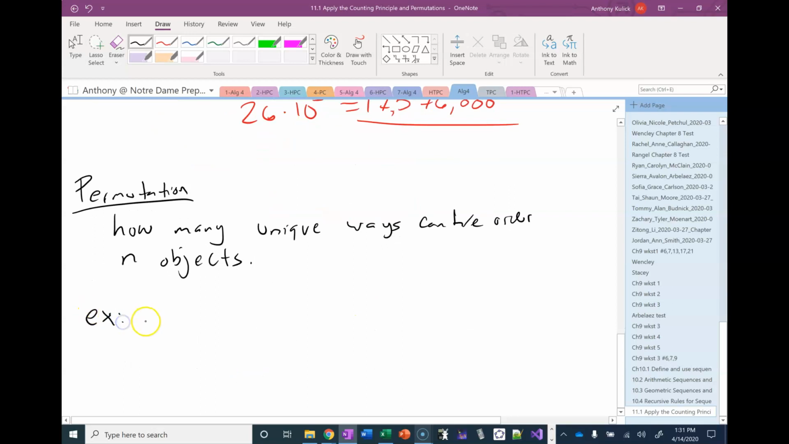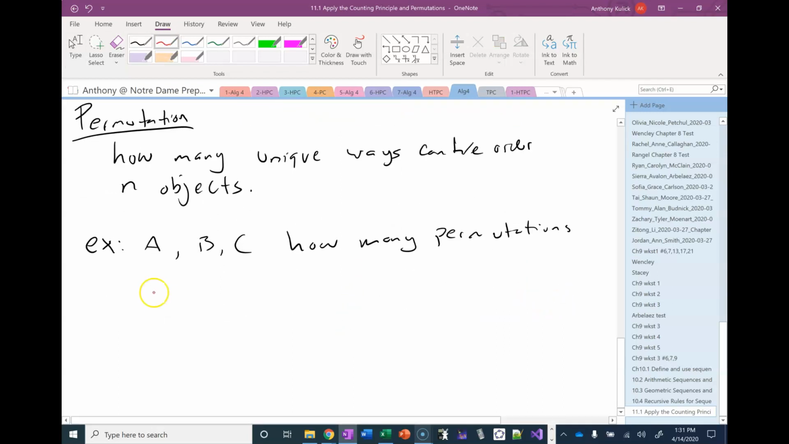So for example, let's say we just have the letters A, B, and C. If we wanted to know the number of permutations, one way we could do this is just kind of exhaustively, and we could write out all the different ways we can order them. We can do A, B, C, A, C, B, B, A, C, B, C, A, C, A, B, and C, B, A. If I look at that, I think we got them all. That's 6 different ways.